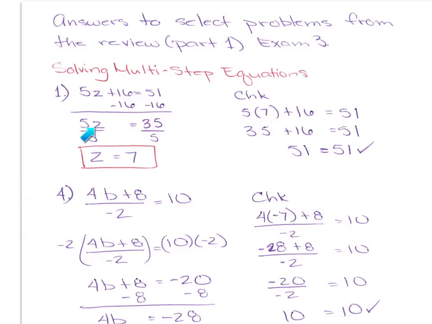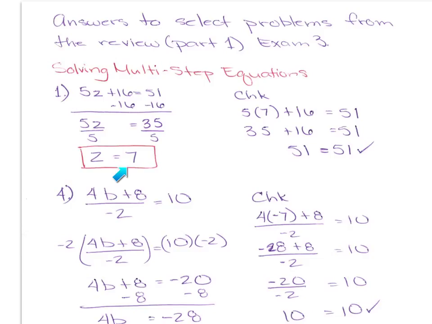You want z by itself, so you need to undo the multiplication of 5, which means you're going to divide both sides of the equation by 5, and you'll end up with z is equal to 7. Most of you stop right here when you get z is equal to something. Well, my suggestion, especially for this test, is that after you get your solution, you check your work. Remember that I do give you guys points for checking your work.